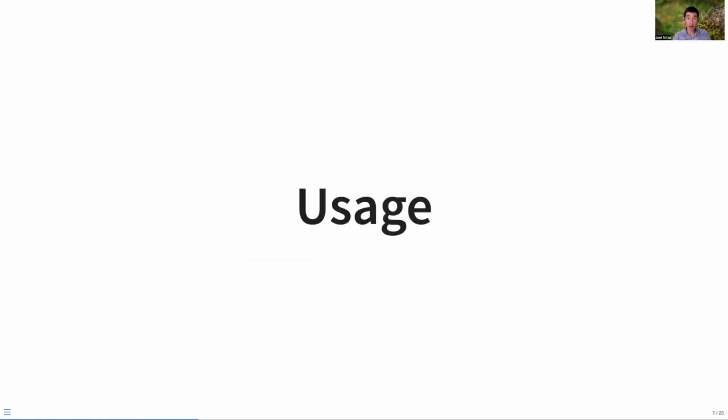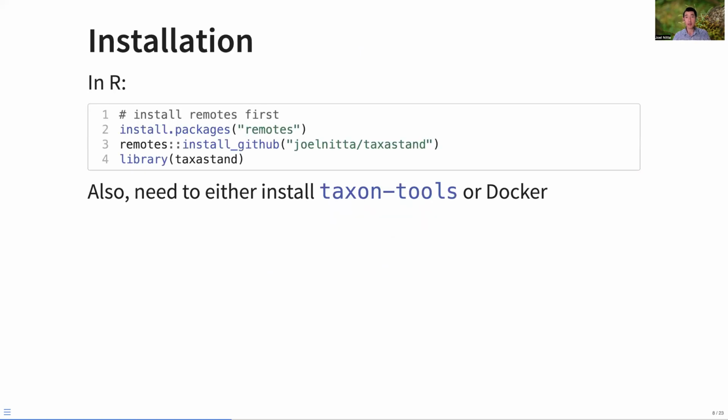So next, I'd like to demonstrate how we can use taxastand. The first thing you need to do is install taxastand. And this is the R code to do that, and it can be installed from GitHub. And like I said earlier, taxastand actually uses Taxon Tools. So in addition to that, you either need to install Taxon Tools, or you could also use a software program called Docker. Now, I don't have time to explain how Docker works in detail, but basically, if you have Docker installed, you don't need to worry about trying to install Taxon Tools yourself. Docker will take care of that for you.